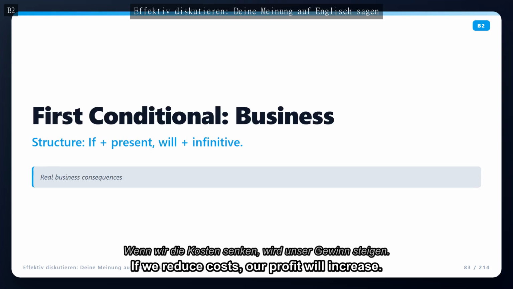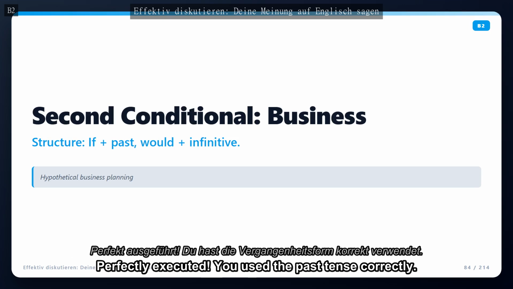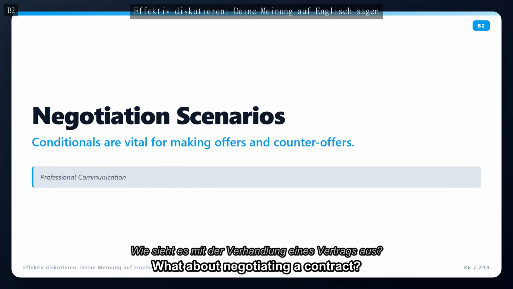If we reduce costs, our profit will increase. And if we had a bigger budget, we would hire more staff. Perfectly executed. You used the past tense correctly. What about negotiating a contract?